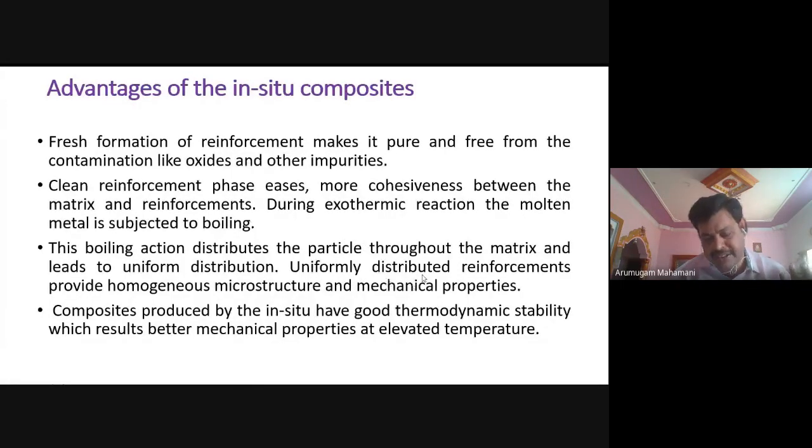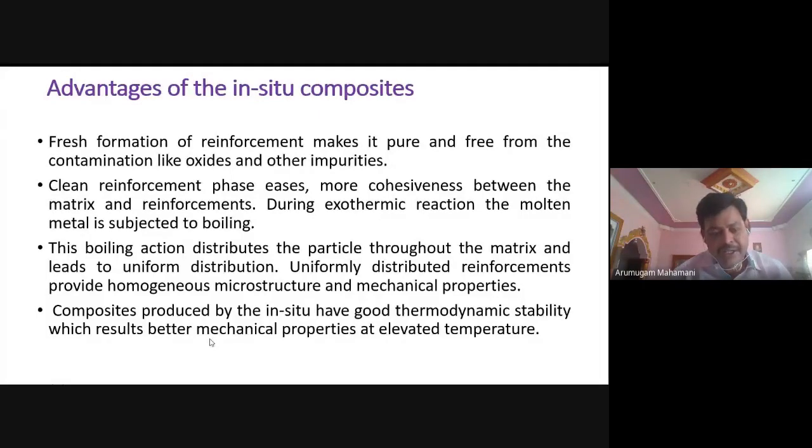That boiling action gives some stirring, so the particles are uniformly distributed. As a result, we finally get a homogeneous microstructure. Once the microstructure is homogeneous, we will definitely get good mechanical properties. Then the final point: composites produced by in situ have good thermodynamic stability.